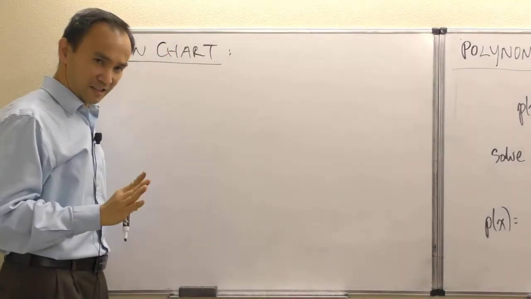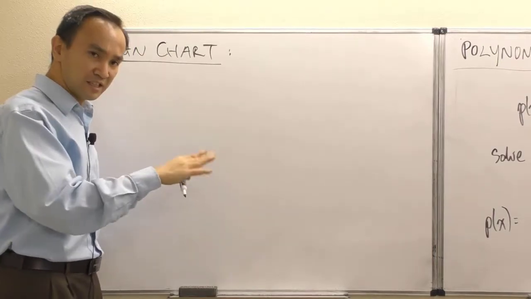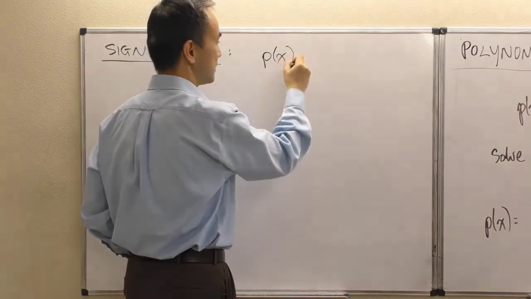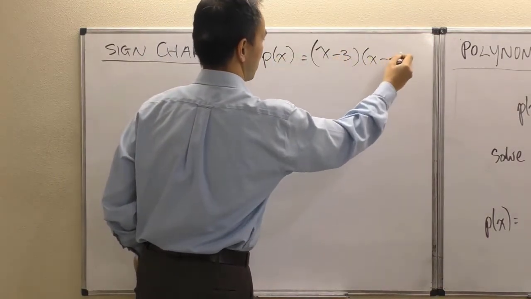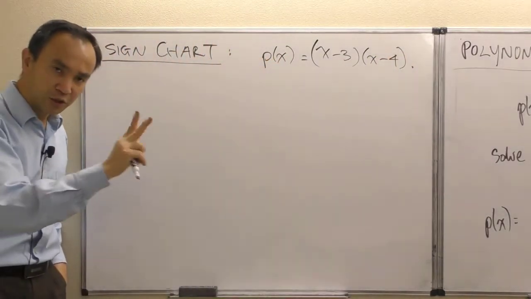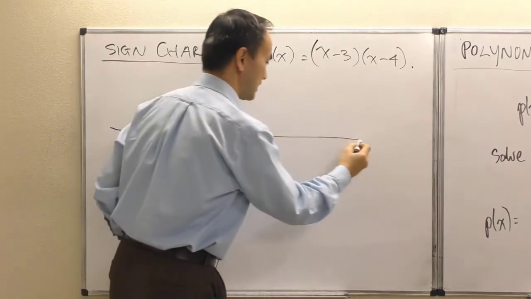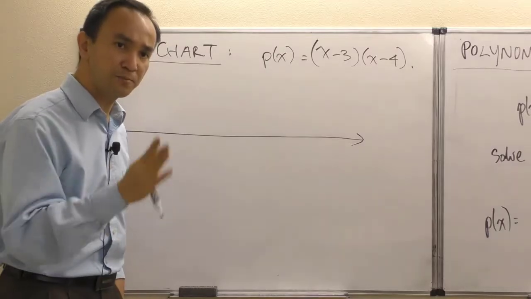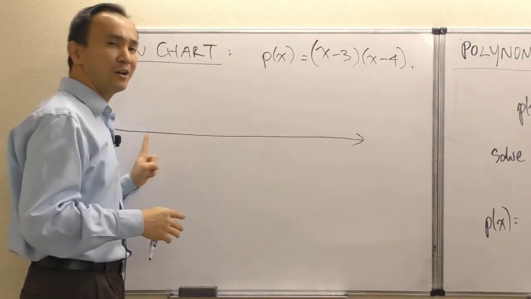Again, keep in mind your polynomial that we're working with is already in factored form. P of x is in factored form, x minus 3 times x minus 4. Because of that factored form we already identified the zeros. So now we had 2 zeros, we could have 4 zeros. Doesn't matter how many zeros we have. Let's list all of those zeros on the number line.